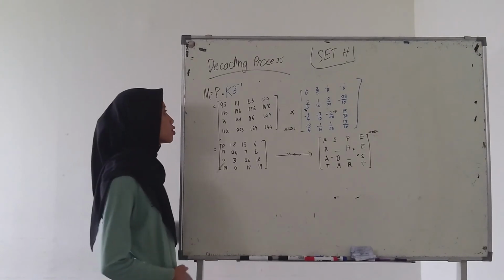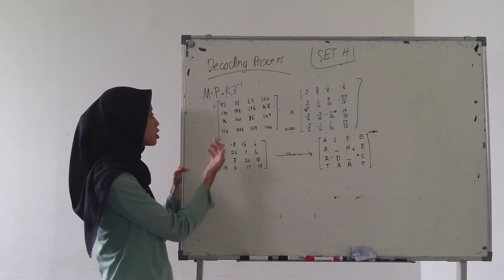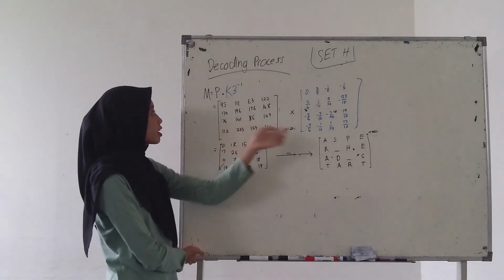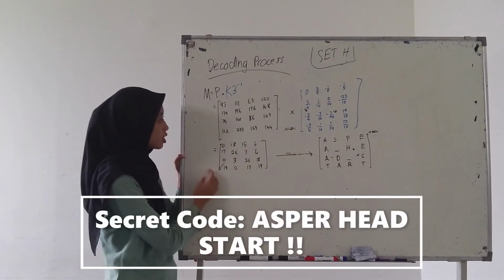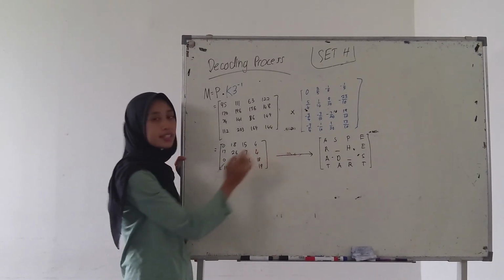Next, we will try to use K3. Okay, the same method as I mentioned earlier. Multiply the coordinate matrix and the inverse key matrix K3. Okay, the answer is the message. To convert it into letters, we refer to the list given.